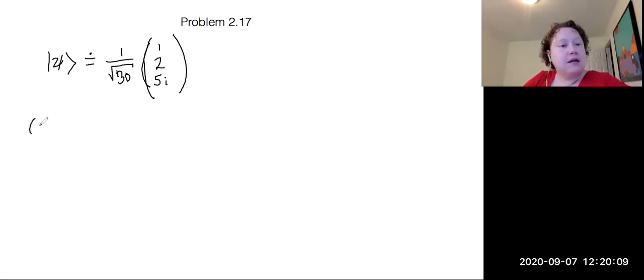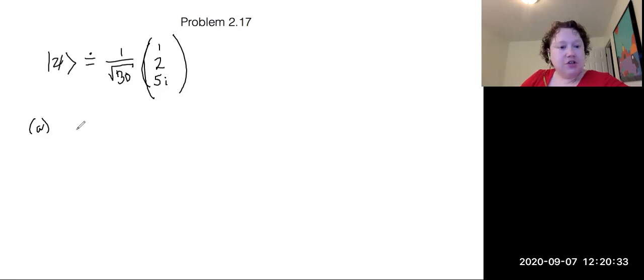Part A asks us, what are the possible results of a measurement of SZ, and with what probabilities would they occur, and to calculate the expectation value of the spin component SZ. And then in part B, we're going to calculate the expectation value of the spin component SX. So let's start with part A.